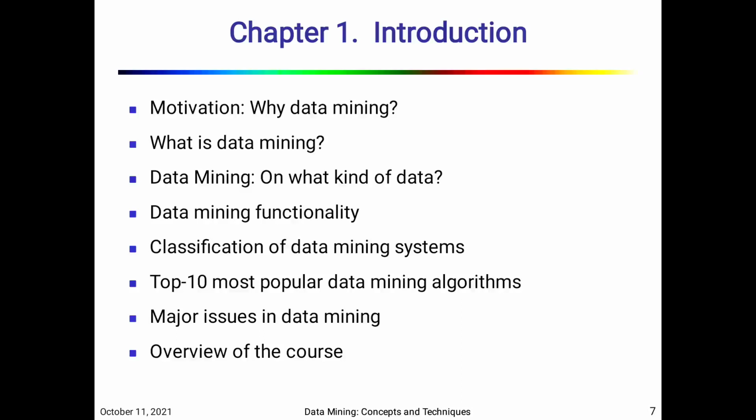So let me explain what a data warehouse is first. Generally, a data warehouse is a repository of information that is collected from multiple sources, stored under a unified schema, and that usually resides at a single site. That is generally what we can call a data warehouse.